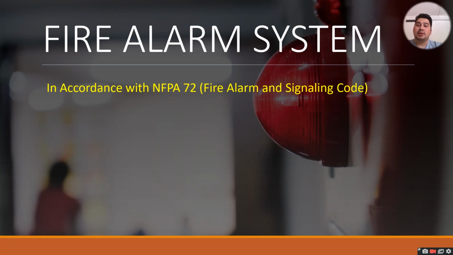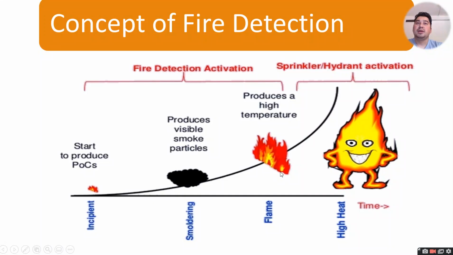So let's start our training on fire alarm systems. The concept of fire detection. First of all, we will look at how fire is detected. This is the start, fire detection activation. So how does fire detection activate? It starts to produce VOCs.